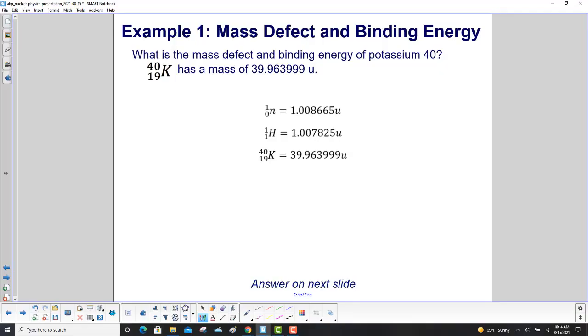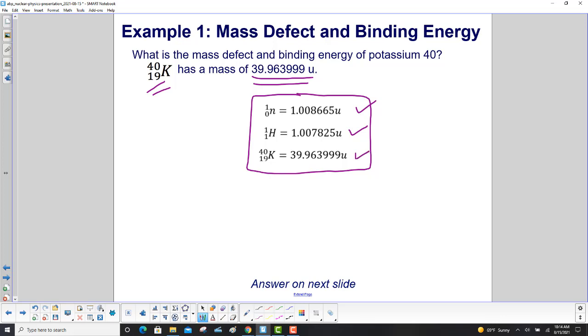What is the mass defect and binding energy of potassium-40? Here's potassium-40, here's its mass in AMU, and here are some other masses in AMU of a neutron, a hydrogen atom, and potassium-40. And the hydrogen atom consists of 1 proton and 1 electron.